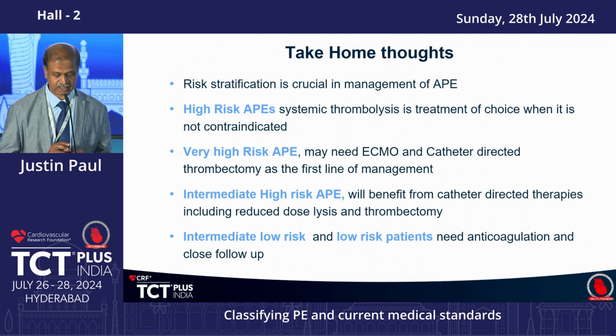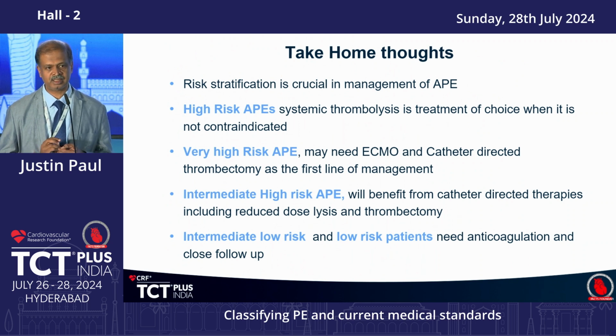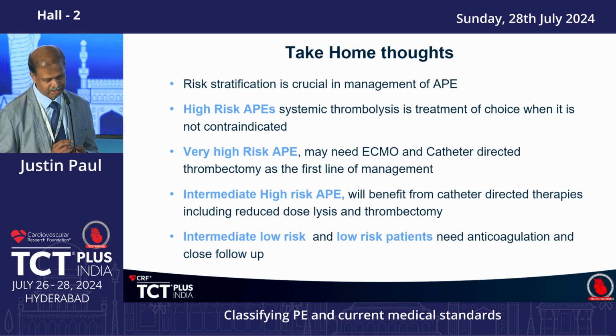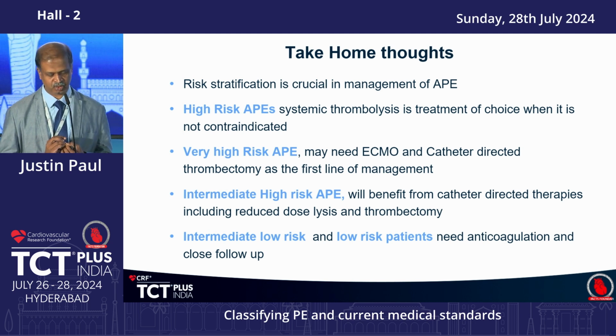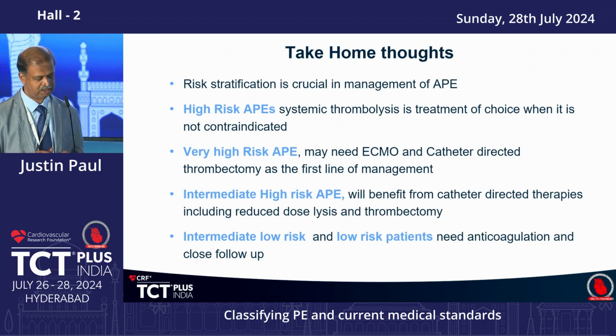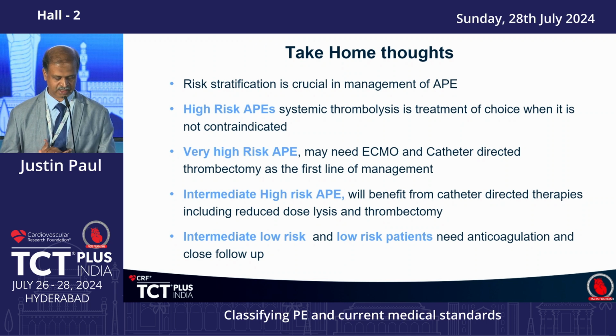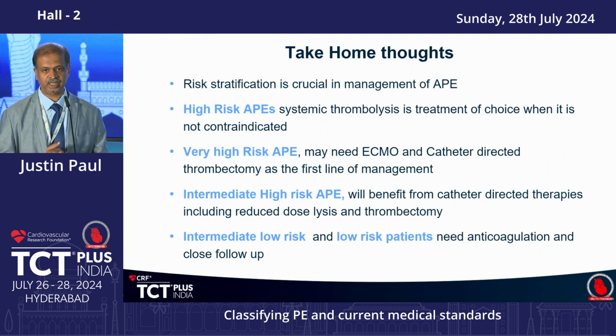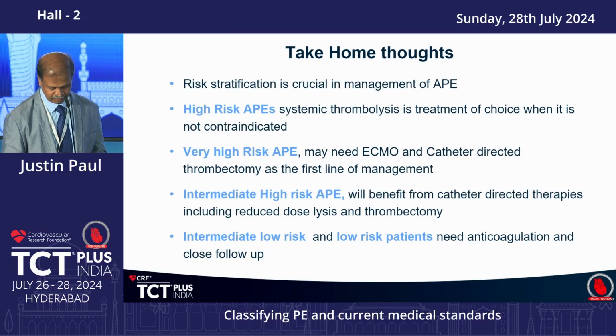To take home, risk stratification is very crucial because that informs us the way to manage the patient. In high risk patients, systemic thrombolysis is the treatment of choice when it is not contraindicated. In very high risk patients, you may need ECMO and CDT as the first line of management. Intermediate high risk patients will benefit from CDT, including reduced dose lysis or thrombectomy. And intermediate low risk and low risk patients need anticoagulation and close follow-up.